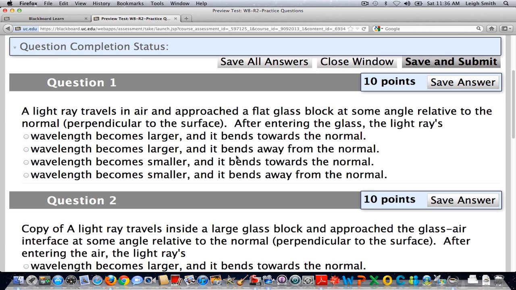And the idea is that as it goes into the glass, the index of refraction is larger than 1, which means that the speed of light in the glass is less than c. Since the velocity is less, that means the wavelength becomes smaller. But it also bends towards the normal.